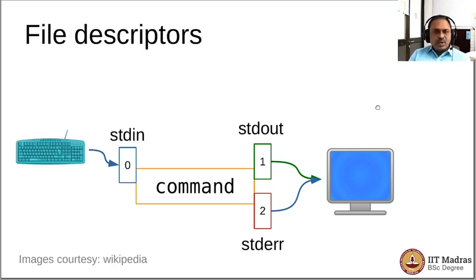Numerical values like 0, 1, 2 are assigned to the file descriptors standard in, standard out, and standard error respectively, so that you could actually use these numerical values on the command line for redirecting some of those outputs or inputs to either a file or a command.